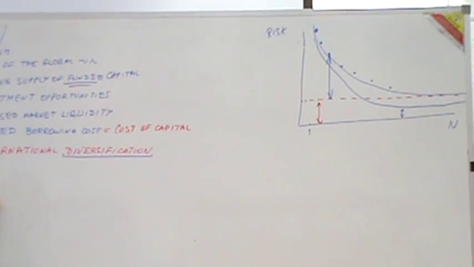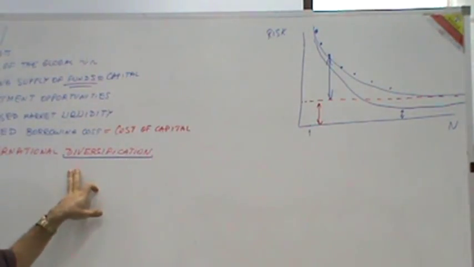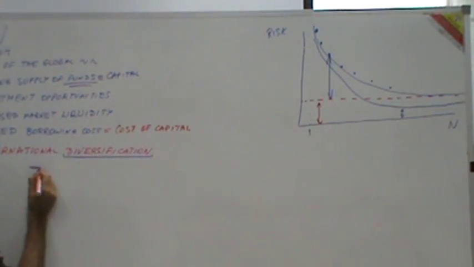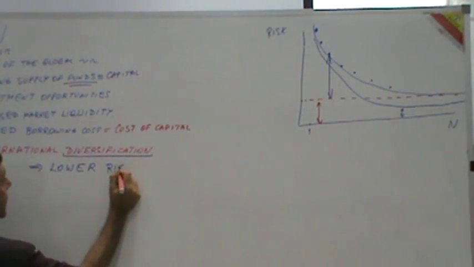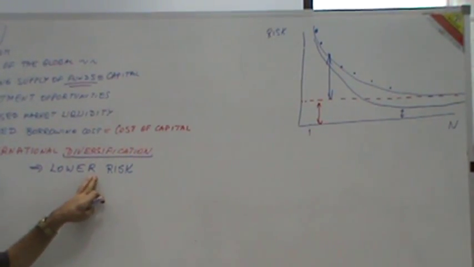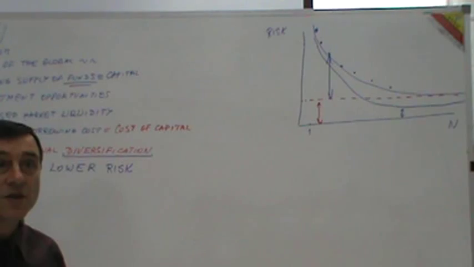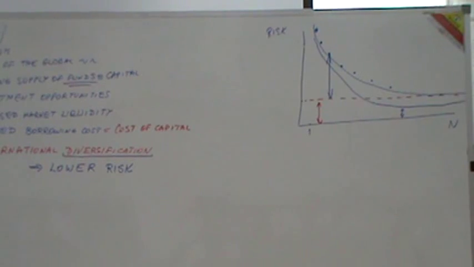So international diversification results in better diversification and, for investors, lower risk. Better diversification and lower risk. So, for a German, it makes sense to buy also some British stocks and some French stocks and maybe even Greek stocks, Bulgarian, Japanese, and so on. Okay.